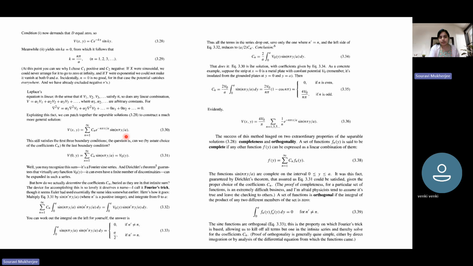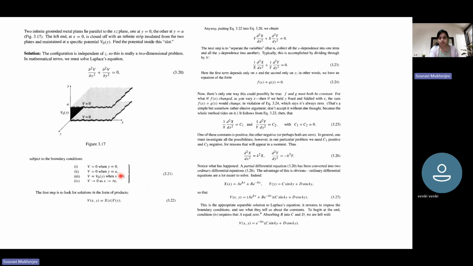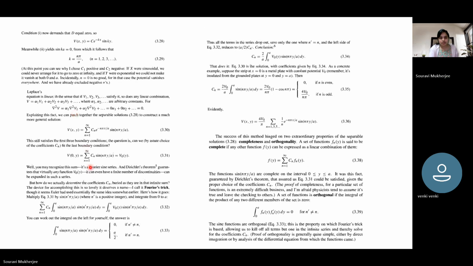Okay. Now you apply the third condition, which says that at x equal to 0, V should be V naught, which is some function of y, right? So if you put x equal to 0, you get this form, and this entire summation should be equal to V naught of y, right?